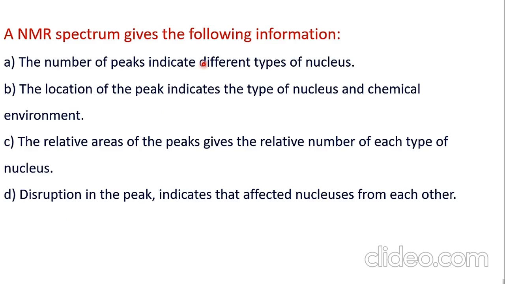The NMR spectrum gives the following information: the number of peaks indicates the number of different types of nuclei. The location of the peak indicates the type of nucleus in its chemical environment. The relative areas of the peaks give the relative number of each type of nucleus. The splitting of the peak indicates how nuclei affect each other.